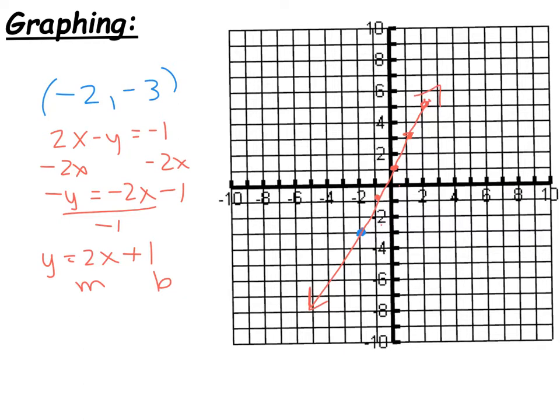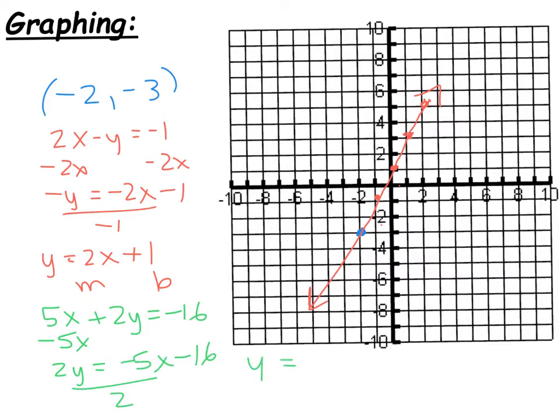Okay, my second equation, why don't we switch the colors, let's go green. The second equation is 5x plus 2y equals negative 16. Subtract the 5x, so I get 2y equals negative 5x minus 16, and we're going to divide by 2. So I get y equals negative 5 halves x minus 8. So we're going to start down at negative 8 on the y-axis, which is my b. And we're going to go down 5 to the right 2.